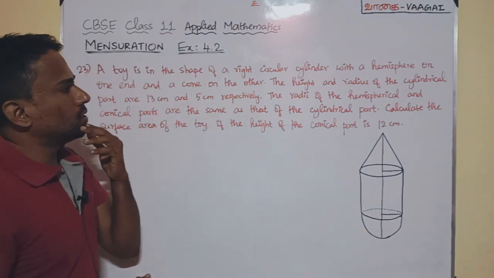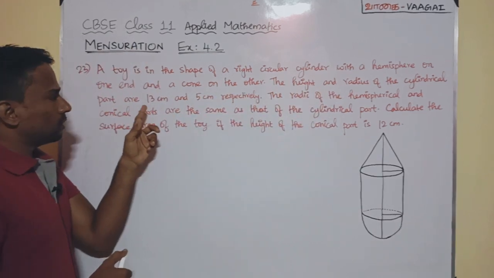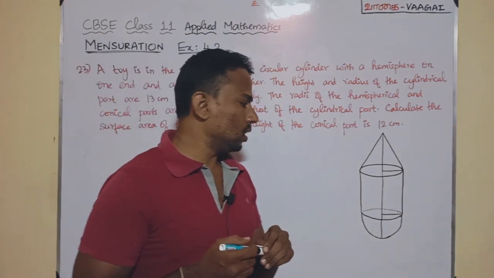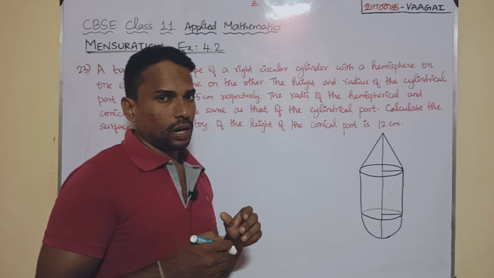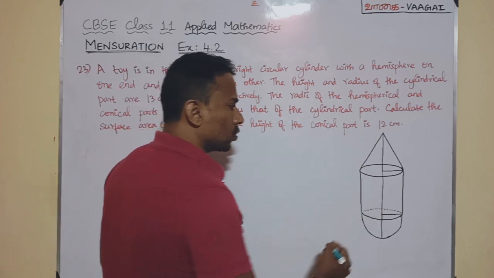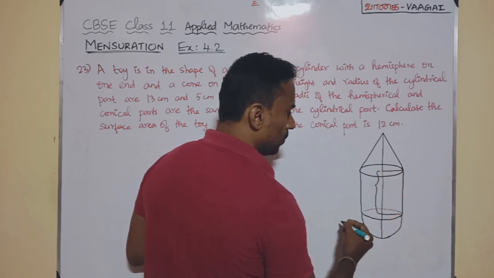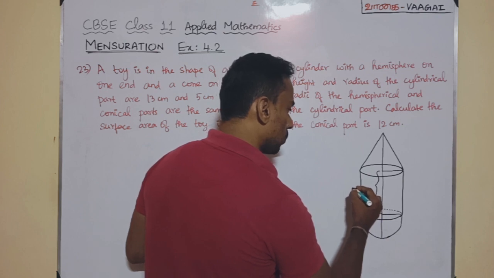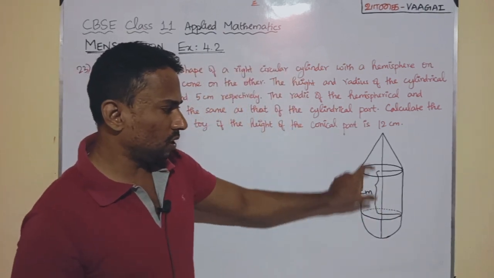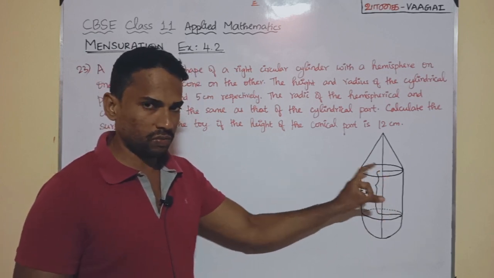And now let's see this. The height and radius of the cylindrical part are going to be 13 centimeter and 5 centimeter respectively. So what is it they are telling here? Now they are telling about the height and radius of this cylindrical part. Okay, so height is going to be 13 centimeters. So let's note it. So this portion is going to be 13 centimeter. I'll note it here. Why? Because there are different heights available here. So as to not confuse, I'm just marking it in the figure itself.